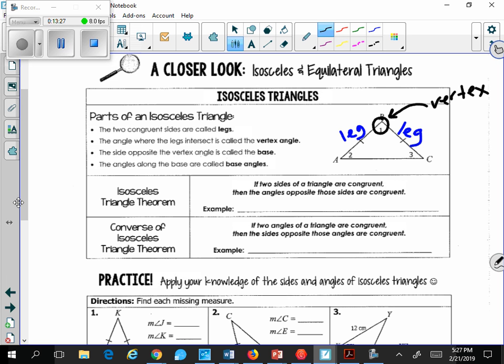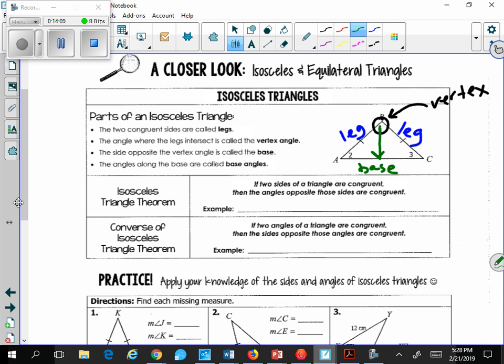The side opposite the vertex angle is called the base. So something that we want to get comfortable with is talking about sides opposite angles and angles opposite sides, because throughout this course we're going to do a lot of stuff where that becomes very important and helps us solve problems. So right here they're saying the side opposite the vertex is called the base. If I'm going opposite an angle, I have to go right through that triangle to get to the other side. So if I'm starting at that vertex angle to get to the base, my base is going to be down here at AC.